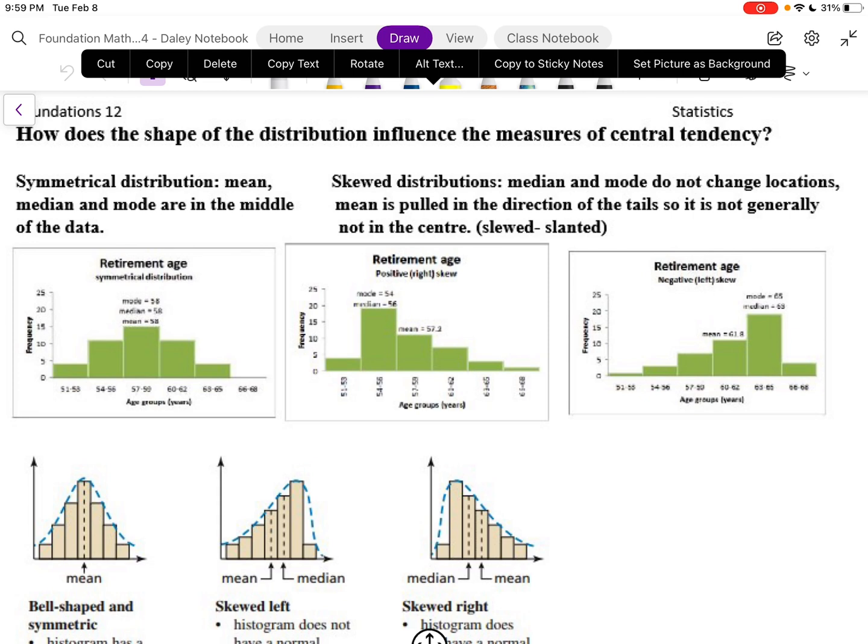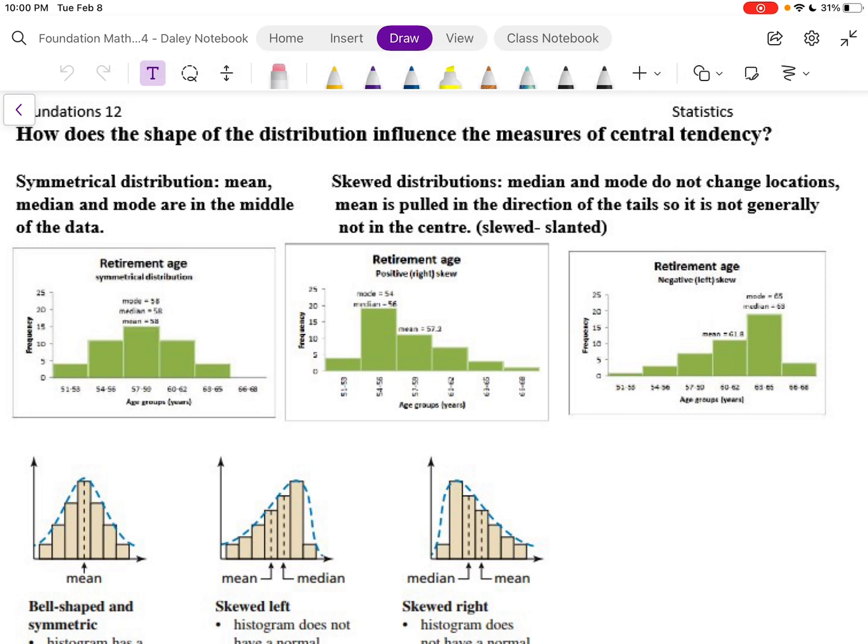So they took a population of people and they determined how old they were when they retired. So depending on the group, and we're going to talk about what things could cause the changes that we see in these shapes, depending on the group that was sampled, we got different results. So the first graph that you see is right here, and this is what we would call a normal distribution.